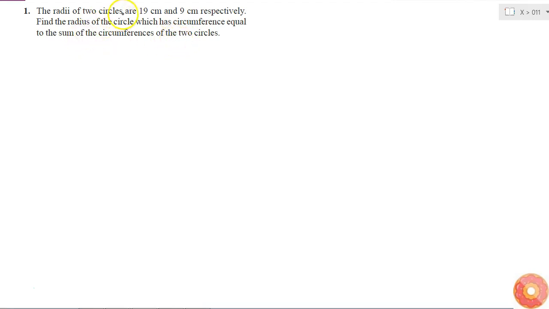So here I am given two circles. Let us say the radius of the first circle is r1. So r1 is equal to 19 centimeters. And let us say the radius of the second circle is r2. So r2 is equal to 9 centimeters. Now I have to find the radius of the third circle, r3. And what is the relationship?